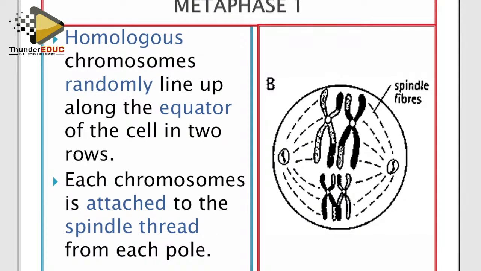Guys, what happens in metaphase 1? In metaphase 1, homologous chromosomes line up at the equator randomly in two rows. I think I'm clear there. I don't want to emphasize. It must be checked randomly. We don't know whether this chromosome is going to be here or there, or this one is going to be this side. And the moment they swap, those are different chromosomes. Is it clear?